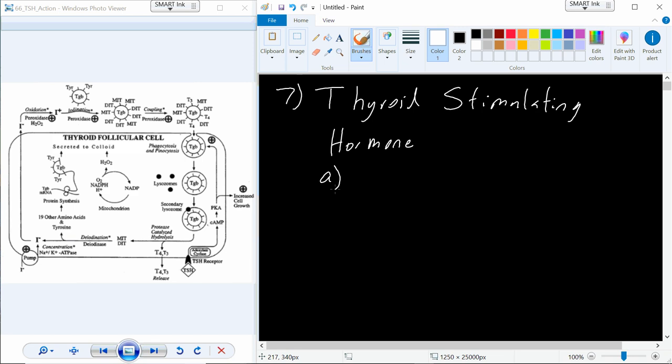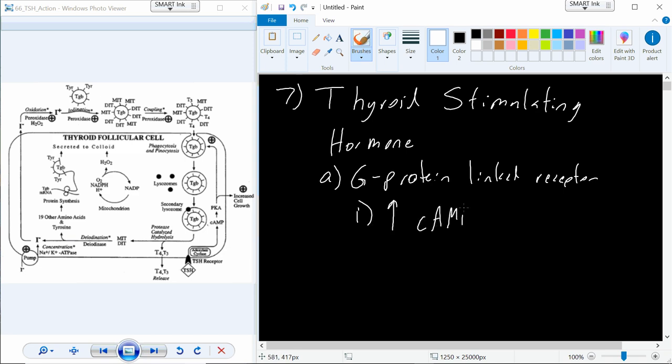So thyroid stimulating hormone binds to a G protein linked receptor that results in an increase in cyclic AMP. Okay. So what type of signaling system? Okay, so it's a cyclic AMP second messenger. So what are the effects and actions?